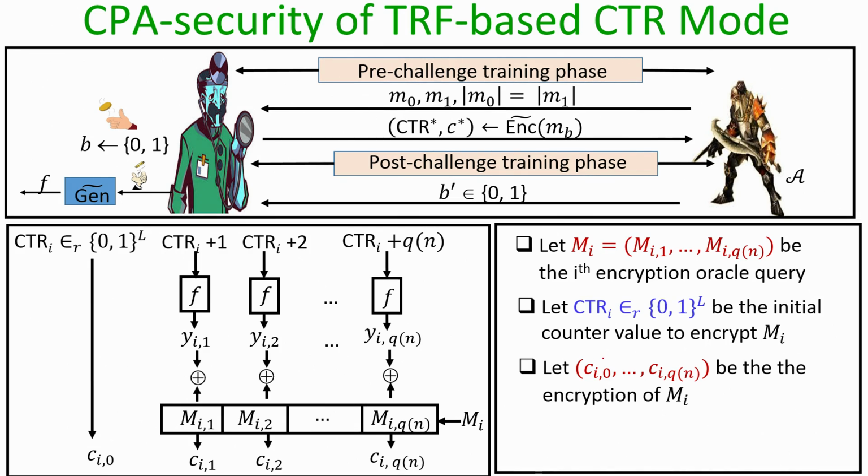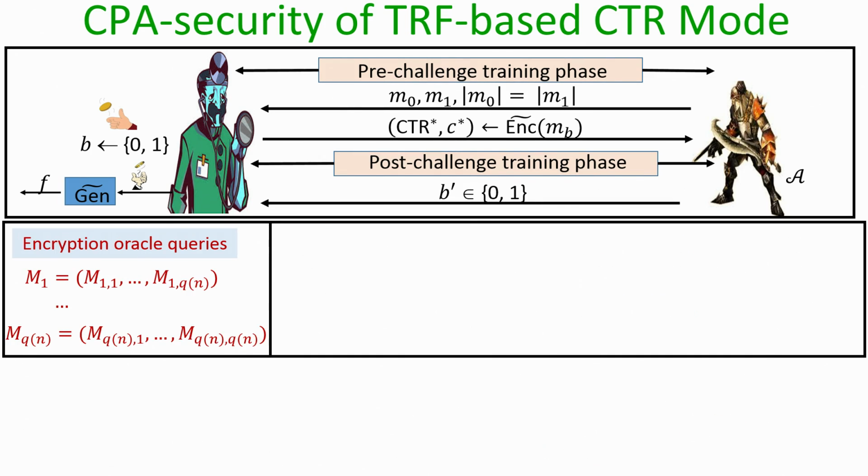So, since the adversary will know the value of counter_i, counter_i plus 1 and so on, the adversary can simply perform this operation, namely it can XOR the j-th ciphertext block and the j-th message block present in the message M_i, and that will give it the value of the unknown truly random function on this counter value, namely counter_i plus j.